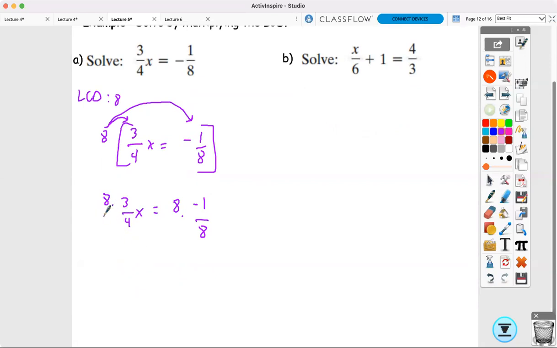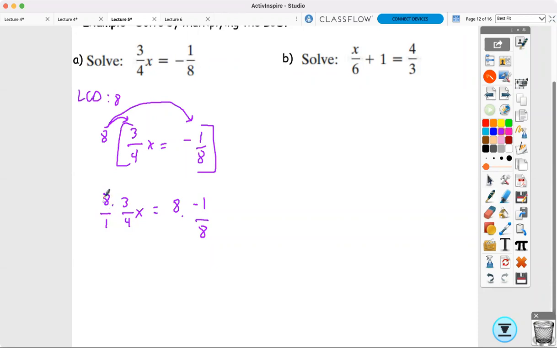Well, there's a lot of things you can do. You can simplify before you multiply, like 8 and 4. 4 goes into 8 twice and you cancel things out. You could do that, but I don't want to confuse you by that method. So I'm just going to multiply it out. This will be the easiest way for you. So I'm going to make 8 into a fraction, everyone.